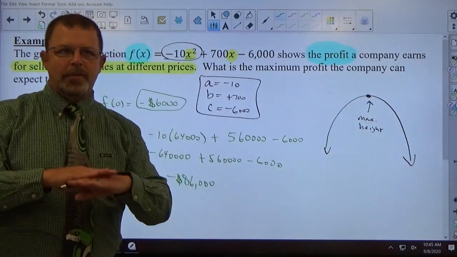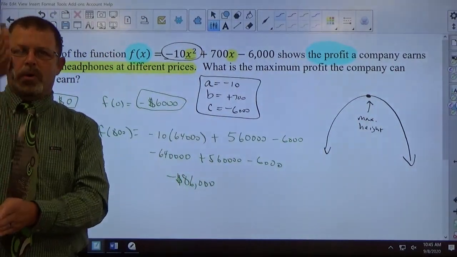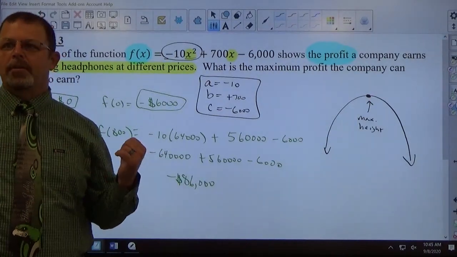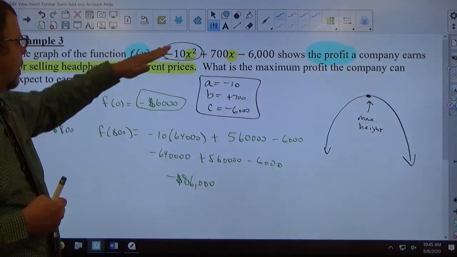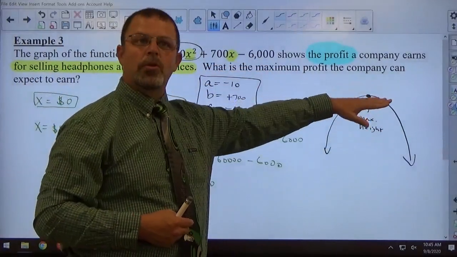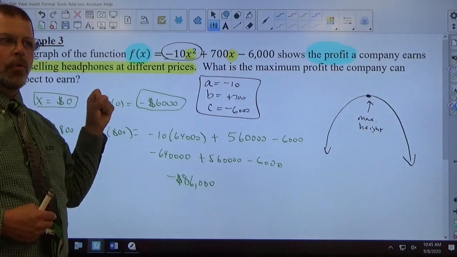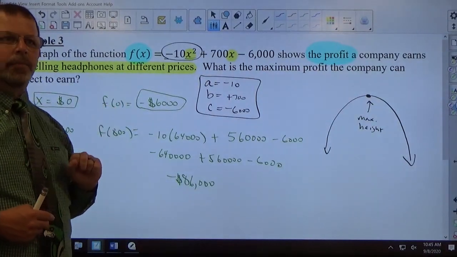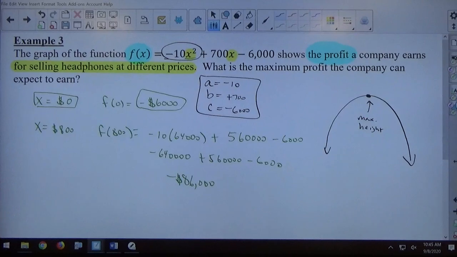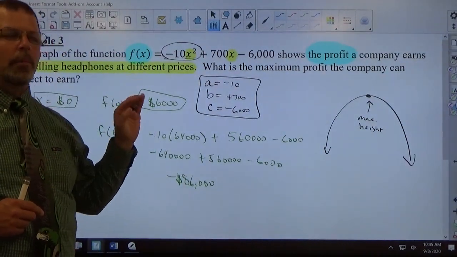And in this particular function, the x-coordinate represents what we're charging for the headphones. The y-coordinate, or the height, represents the profit, right? So in this particular case, we have an upside-down parabola. The vertex represents the maximum height, which in this case would be the maximum profit. We can actually figure out the amount of money we should charge for the headphones using our vertex formula, because again, the top point of our parabola should be the vertex.